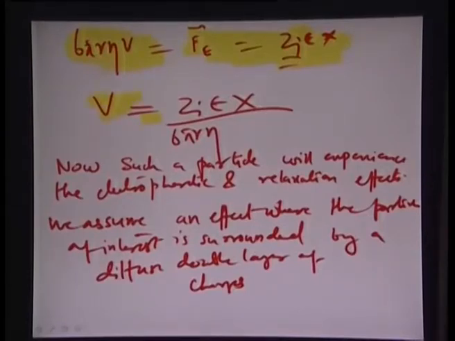It's equal to Zi times e times x by 6 pi r times eta. Eta is the viscosity of the medium, r is the radius of the particular ion of interest, e is the electronic charge, that is 1.6 times 10 to the power of minus 19 coulomb, x is the external electric field, and Zi essentially is the valency on the ion of interest which is moving, which is demonstrating the electrophoretic mobility.